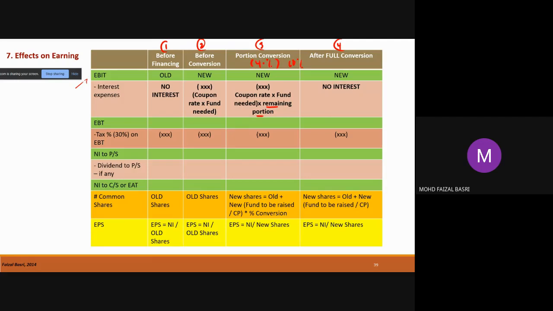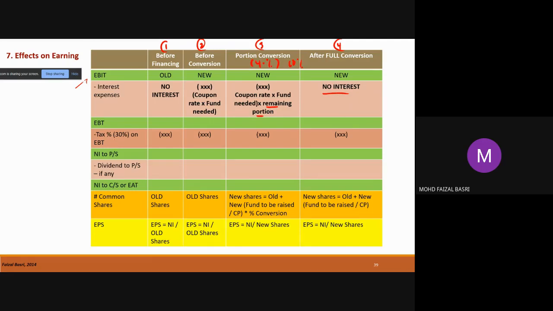Okay, and once everyone convert, so kita dah tak ada bondholders. So bila dah tak ada bondholders, we don't have to pay interest anymore. So that's why the first and the fourth one, kita tak ada interest needs to be paid. Okay, ni sebelum issue bond, memang tak ada interest. And this one, bila bondholders dah tak ada, semua dah jadi shareholders. So we don't have to pay interest anymore. So that's the impact in terms of interest.